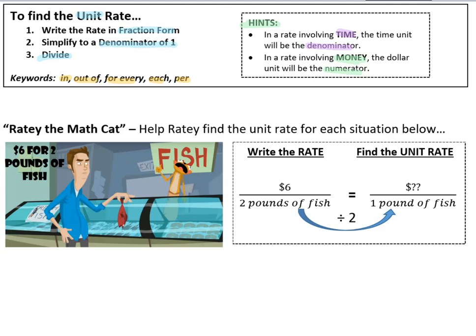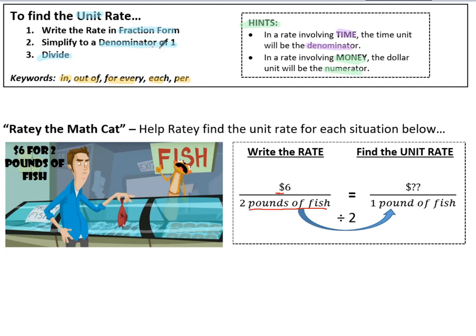So let's take it back to the video that you were supposed to watch before the lesson. Brady the Math Cat. So the first scenario that they gave us was $6 for 2 pounds of fish. So whenever we write it as a rate, we're going to write it as what they tell us. So we have $6 for 2 pounds of fish. Now labels are going to be very important whenever you're using rates and unit rates. You always write your labels. So here I have $6. The dollar sign implies money. And then I have my 2 pounds of fish.